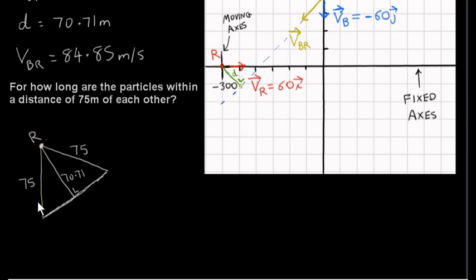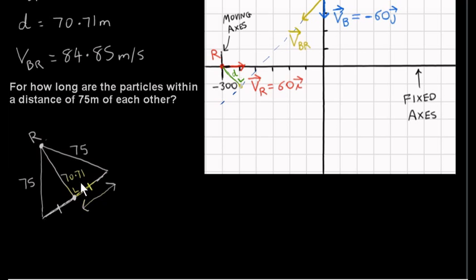Now we have an isosceles triangle here. The perpendicular height of this isosceles triangle is the shortest distance between the two particles, the shortest distance that they achieve, which is 70.71. The perpendicular height of an isosceles triangle will bisect this base into two equal parts. So the first thing we will do is get the length of the part of the trajectory for which particle B is within a distance of 75 meters from particle R. So let's get this part.